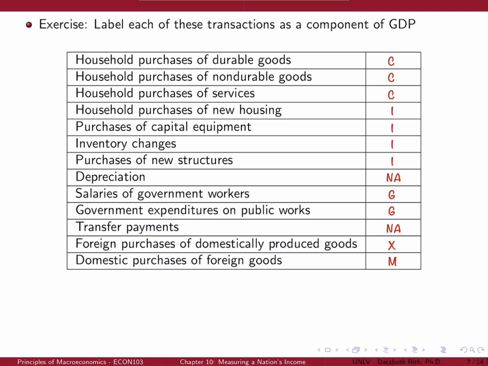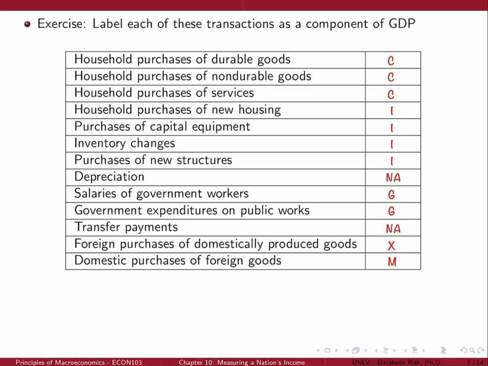Salaries of government workers fall under the government purchases component. Government expenditures on public works are part of the government purchases component. Transfer payments are not included in any GDP component. Foreign purchases of domestically produced goods are categorized as net exports, specifically as exports. Domestic purchases of foreign goods are also categorized under net exports, specifically as imports.